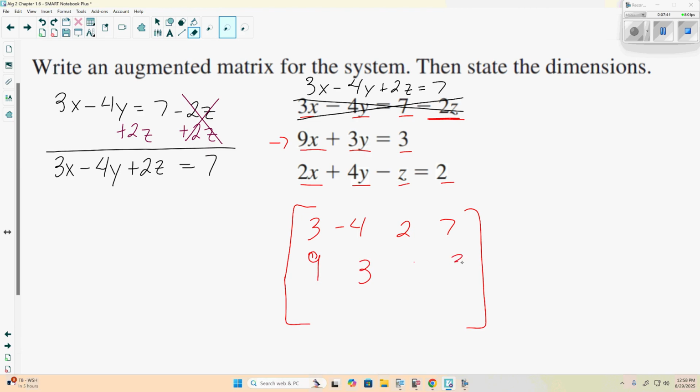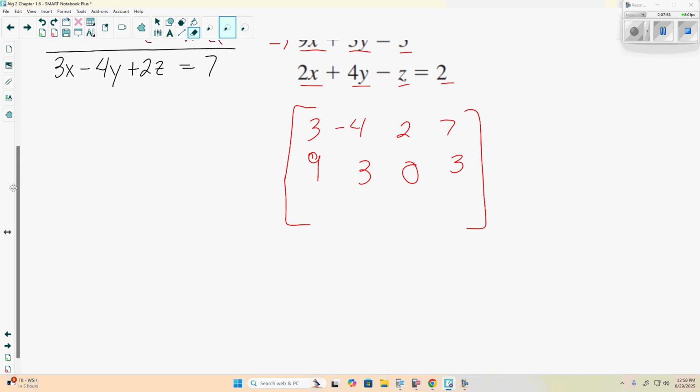Almost. Because the last number would be 3, yes? Do we have a z? No. So it'd be 0. And then the last row would be 2, 4, negative 1, 2. Because since that middle equation didn't have a z, we had to fill it in as 0. Got to make sense, yes?